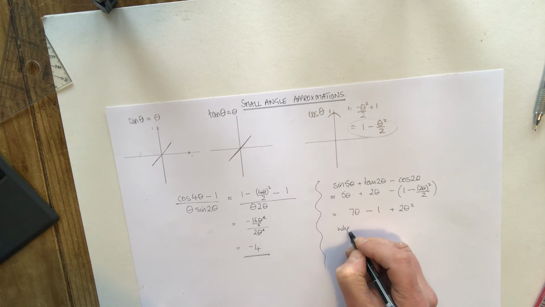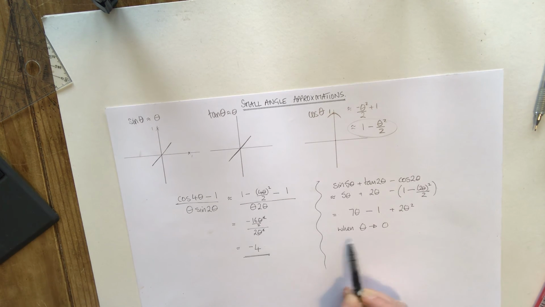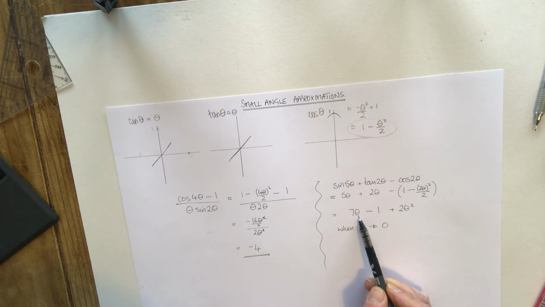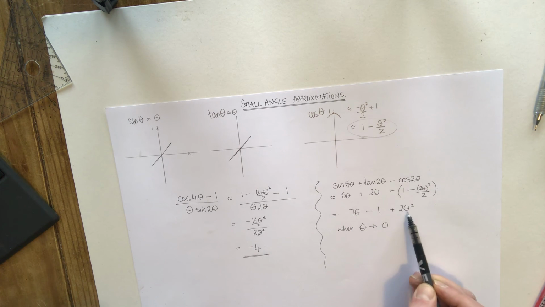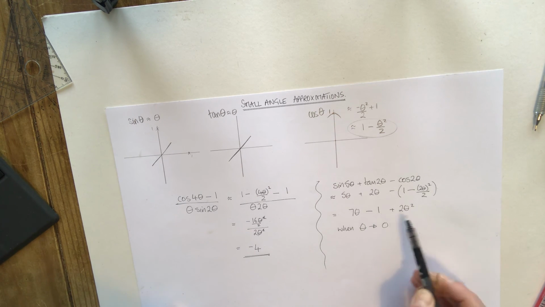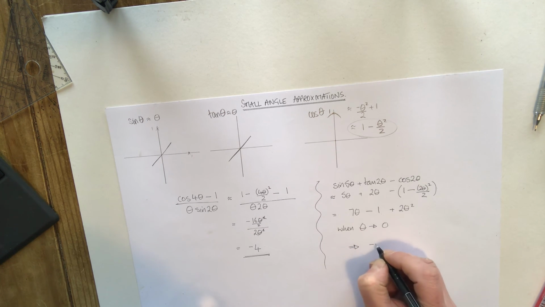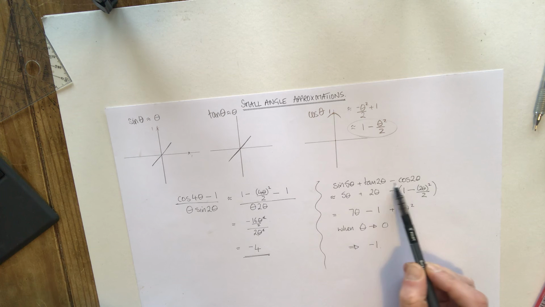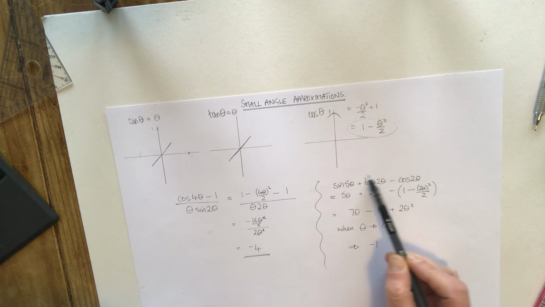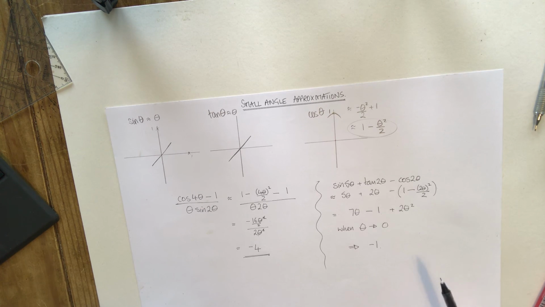When theta is very small, or when theta tends towards 0, this thing is going to tend towards 0. 7 lots of 0 is 0. 2 lots of 0 squared is 0. So as theta gets very small, as it tends to 0, this tends to 0, this tends to 0, and we are left with minus 1. So this expression here, as theta tends towards 0, becomes minus 1.